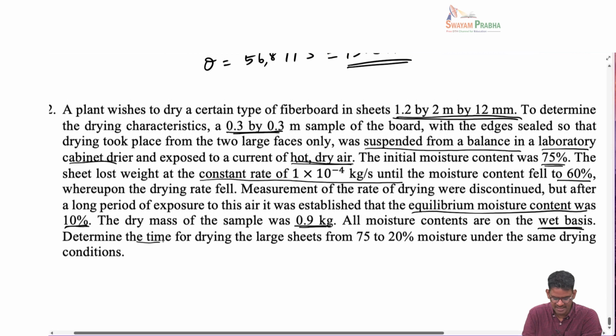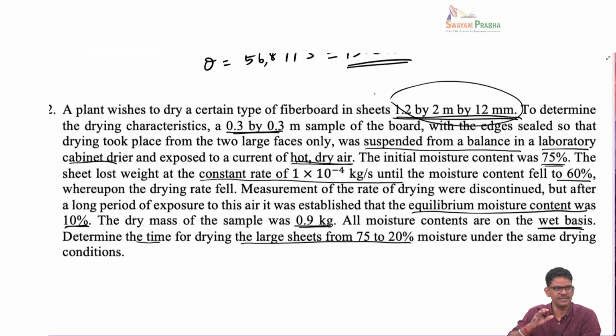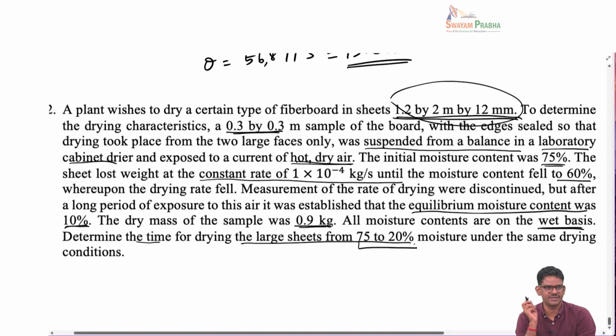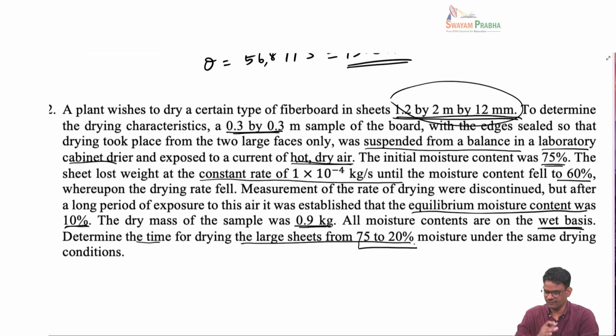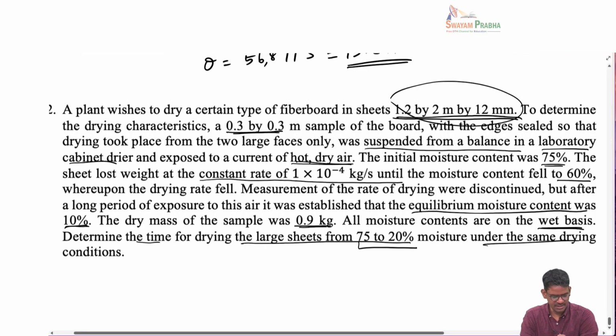We would like to determine the time for drying for the larger sheet, the actual sample. So now we did a test with the small sample. We found the drying rate, the critical moisture content, and the equilibrium moisture content for the small test sample. But the actual question is to find the time for drying the large sheet, the original sheet that we wanted to dry, from 75% to 20%. So we know that from 75% to 60% is going to be a constant drying rate. From 60 to 20 it is going to be a falling rate, but we don't have anything about that given in this problem under these same drying conditions.